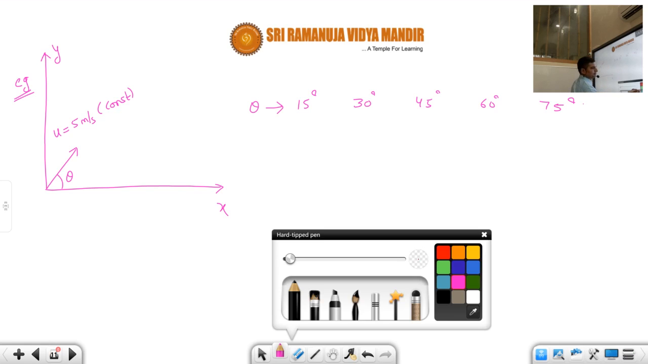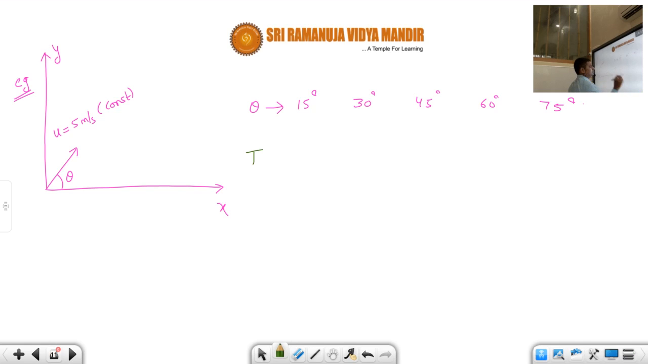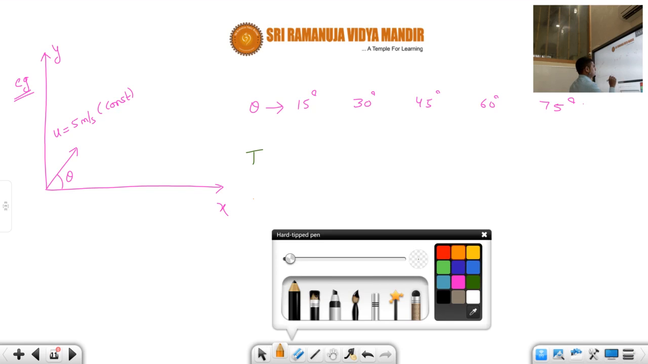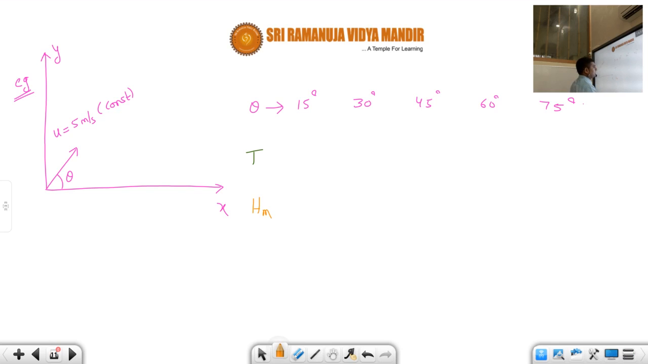How does the time of flight, and how does the H max, and how does the range vary as you are going like this? Now all three quantities. In the last problem I told only range. So now let us see first, as theta is increasing, what will happen to time of flight?